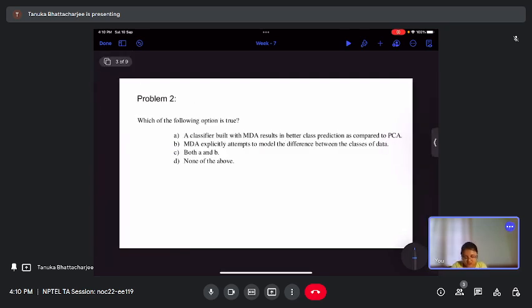Moving forward, the next question asks, which of the following options is true? A classifier built with MDA results in better class prediction as compared to PCA.